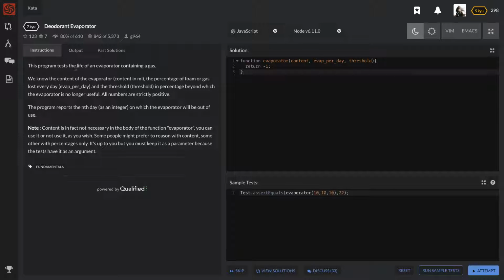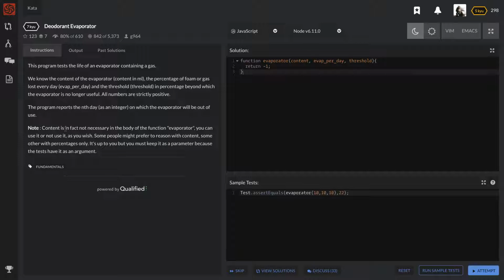This program tests the life of an evaporator containing a gas. We know the content of the evaporator, content in milliliter, the percentage of foam or gas lost every day, and the threshold in percentage beyond which the evaporator is no longer useful. All numbers are strictly positive, that's okay. The program reports the nth day as an integer on which the evaporator will be out of use.